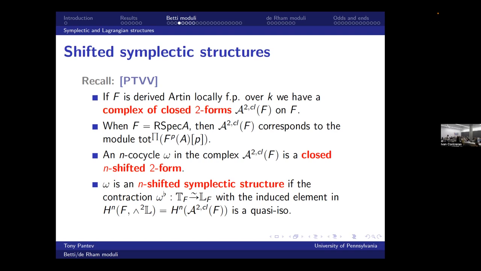On the last line, the closed should not be there. You've got A2C, I just meant A2. Yes, sorry. Yeah, this is the one without the closed. I mean, this is just the zeroth level of the piece in the double complex.